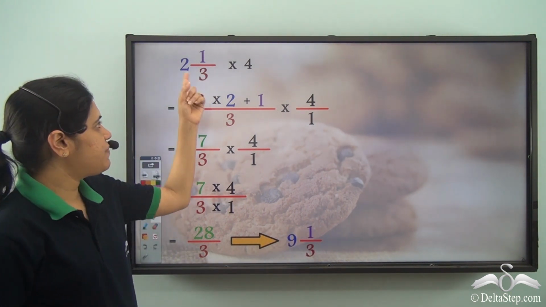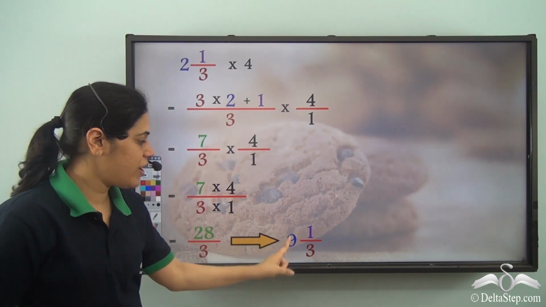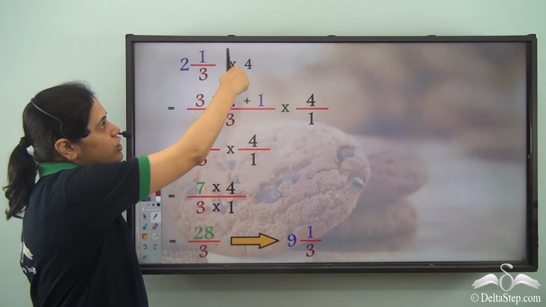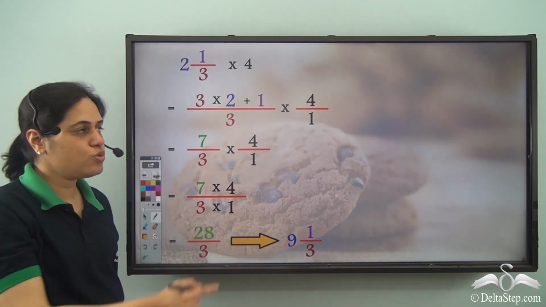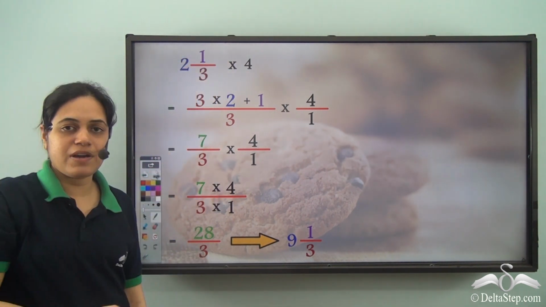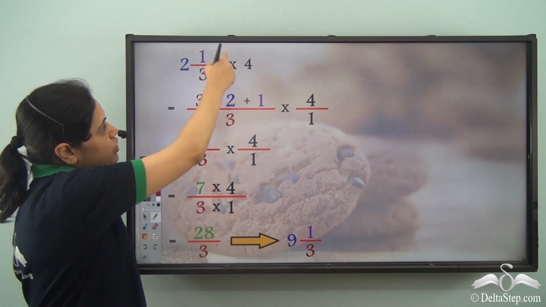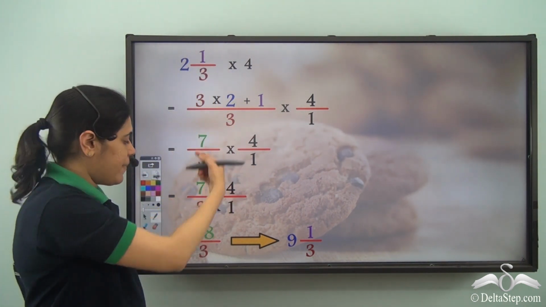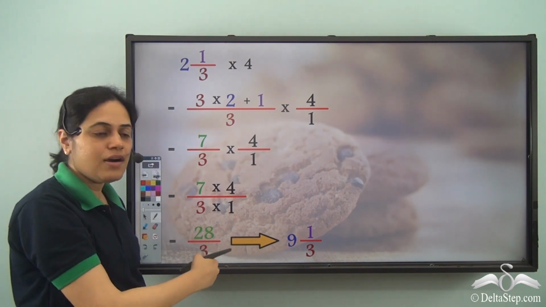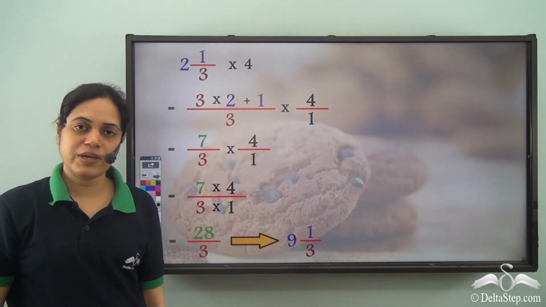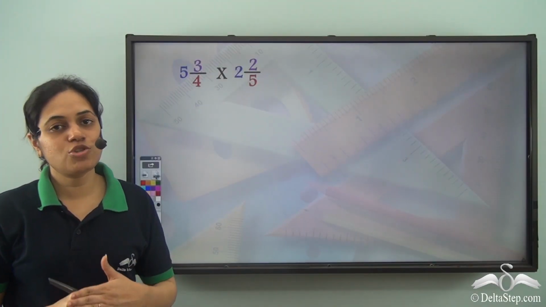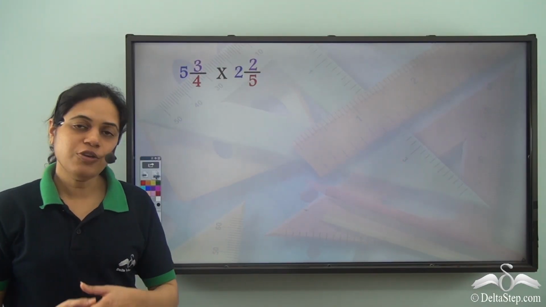So, when I multiply 2 1 by 3 by 4, I get 9 1 by 3. Remember, it is not 4 multiplied by 2 or 4 multiplied by 1 by 3. First, you need to convert this mixed fraction into an improper fraction, multiply it to get the answer, and then again convert to a mixed fraction to get the answer. Now, we have these two mixed fractions here. Can you multiply them?